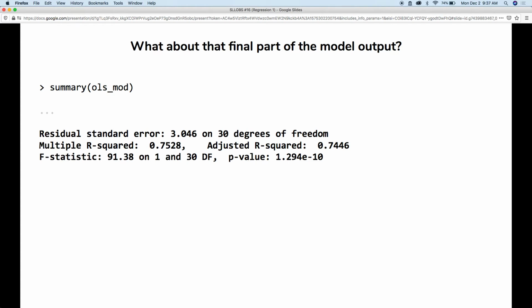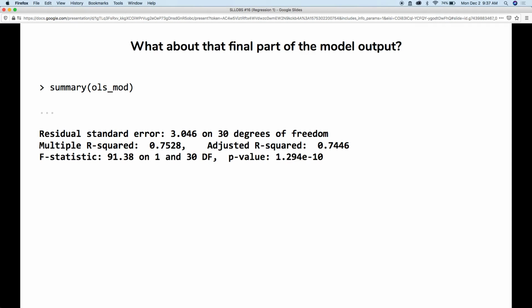So there is a final part of that model output after we've done our t-tests for slope and intercept, which is this last little bit here. I'm actually for now going to skip this residual standard error, and I want to spend a little bit of time talking about what the R squared and the F statistics are. We're actually making pretty good time, so I probably would have had time. But anyway, we'll talk about R squared and F statistics for a second.